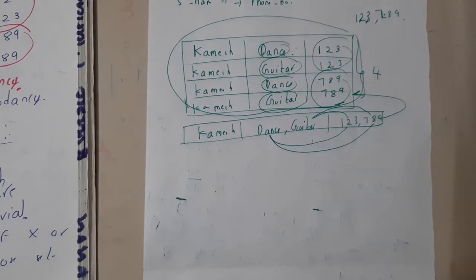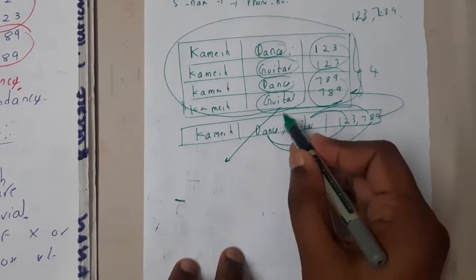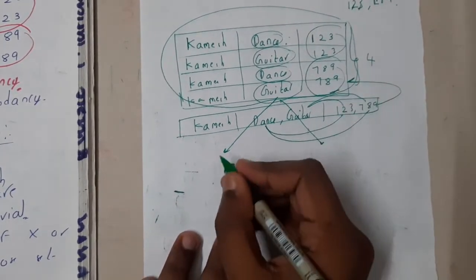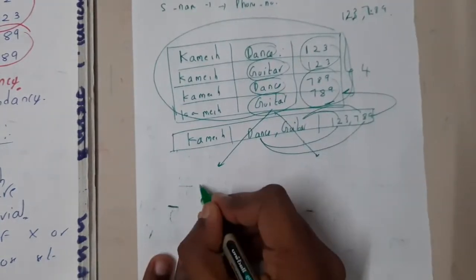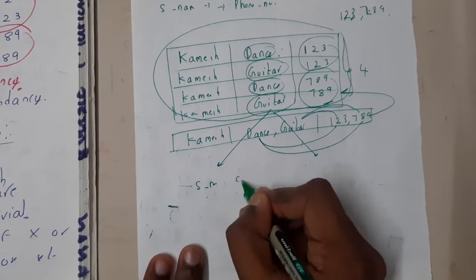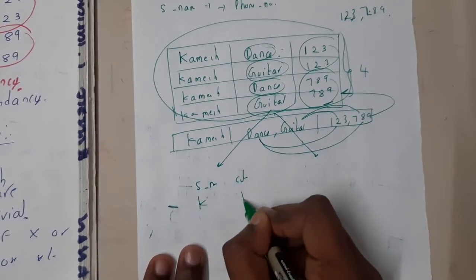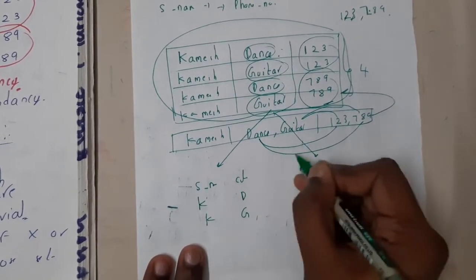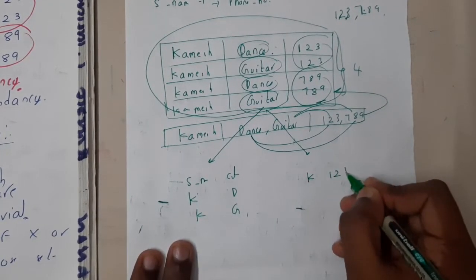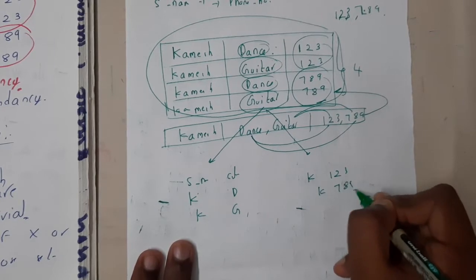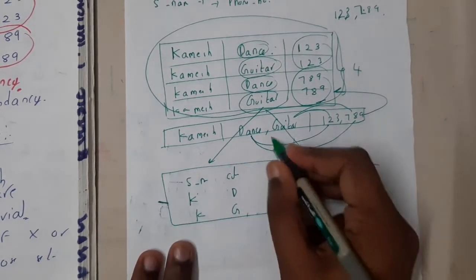Okay, so the simple solution for this is, rather than storing in a single table, store in 2 different tables. Each multi-valued dependency gets a separate table. So S_name with the club name: Kamesh dance, Kamesh guitar. And the other part is S_name with phone number: Kamesh 123, Kamesh 789. In this way, this is the solution for this particular problem.